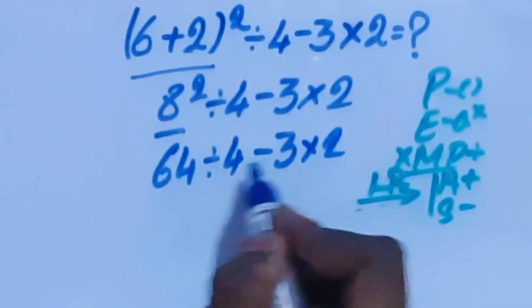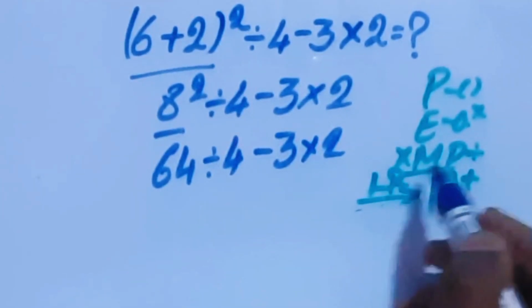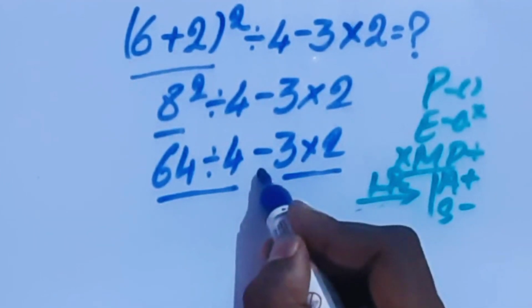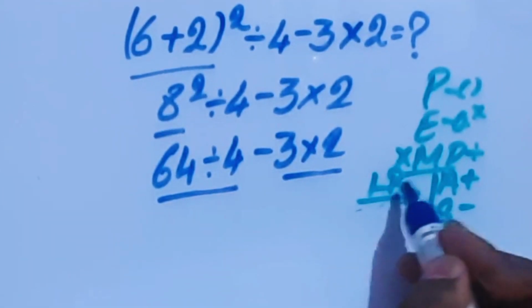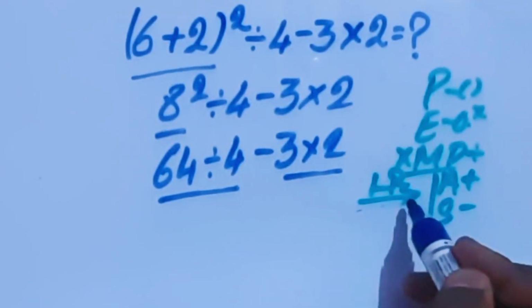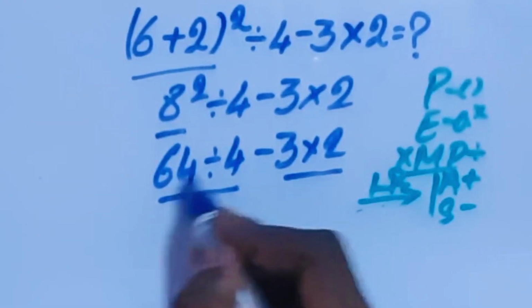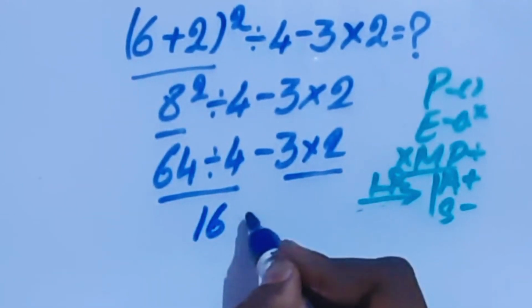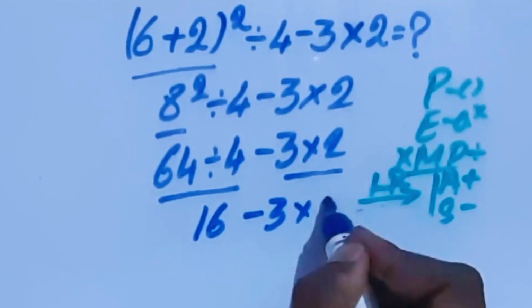Here we have division, subtraction and multiplication. The next priority is multiplication and division. So we have to do this division and multiplication before the subtraction. Here multiplication and division are equal priority. For equal priority, we have introduced the left to right rule. Here left to right is this 64 divided by 4. Here 64 divided by 4 is 16 minus 3 times 2.